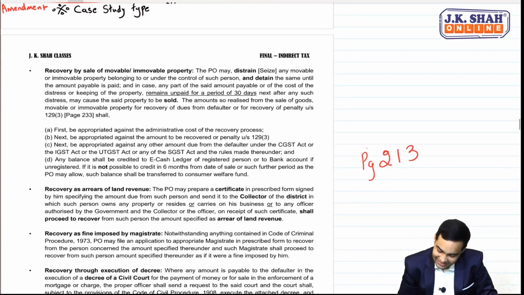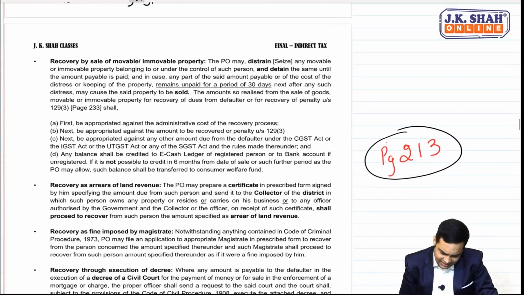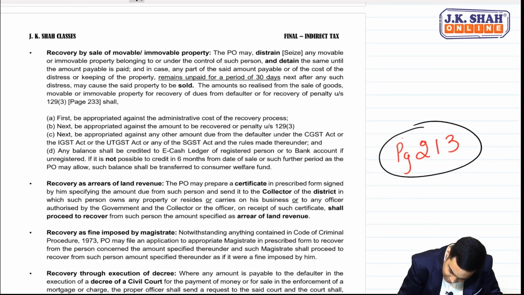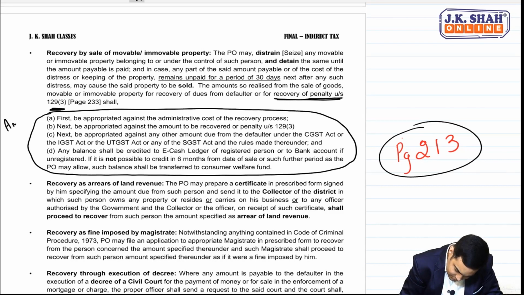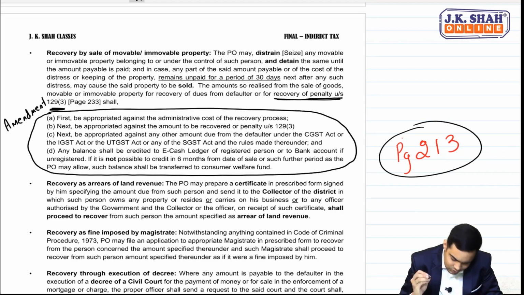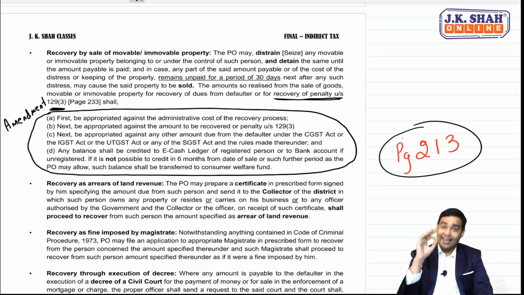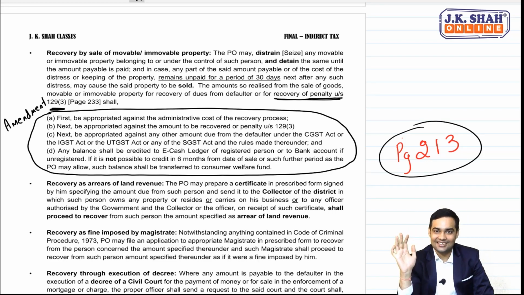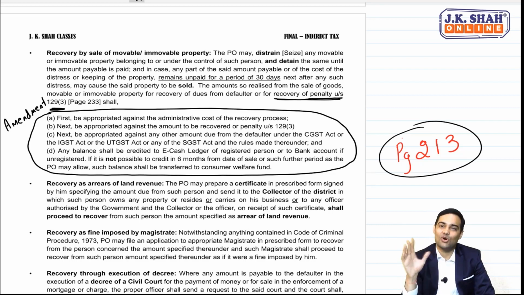Now, next is page 213. Again, a very small change. What is the change, sir? Change is from here and this part. Now, let me give you some background on this. Example, I have evaded tax. Can department recover by selling my movable and immovable property? Sir, obviously they can do it. Simple case, I have evaded tax, I would be liable to pay tax. Department can recover by selling my movable and immovable property.